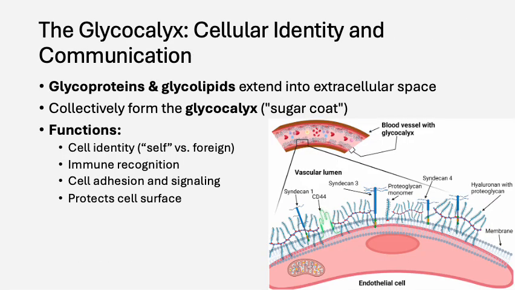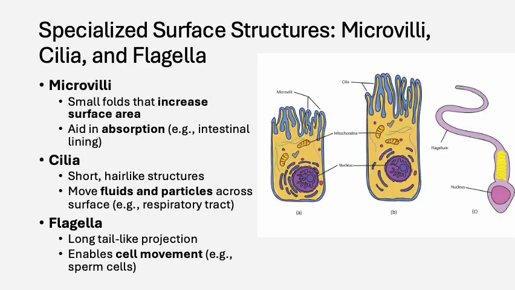Extending from the outer surface of the cell membrane are carbohydrate chains attached to proteins and lipids. These structures collectively form a glycocalyx, which plays a critical role in cell identity and communication. The glycocalyx allows cells to recognize one another, distinguish self from foreign cells, and adhere to neighboring cells. It also participates in cell signaling and provides a layer of protection for the cell surface, especially in tissues exposed to friction or harsh environments.